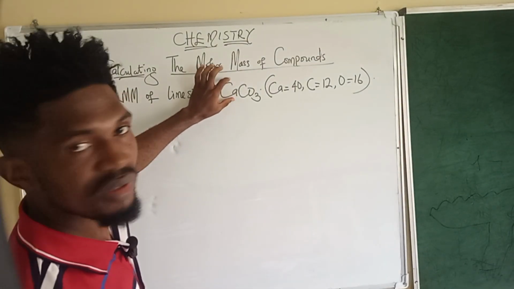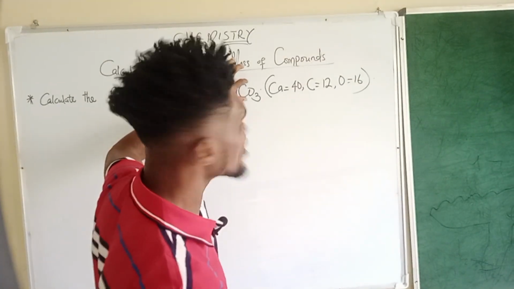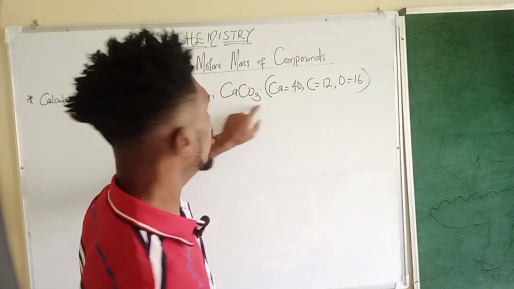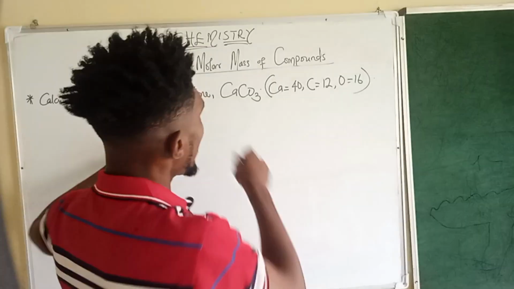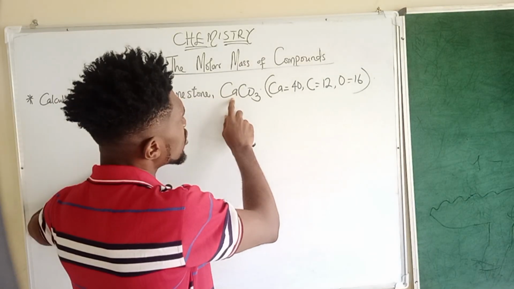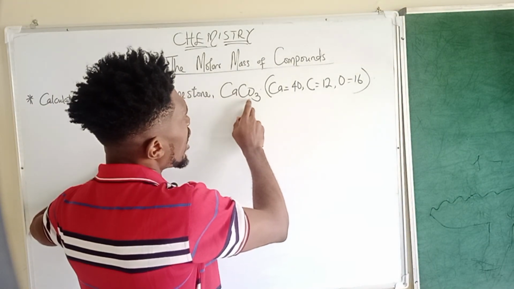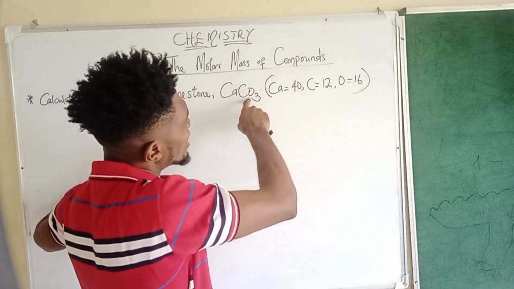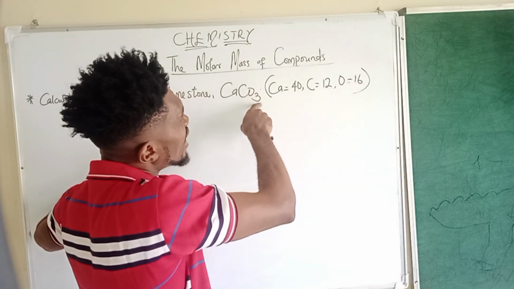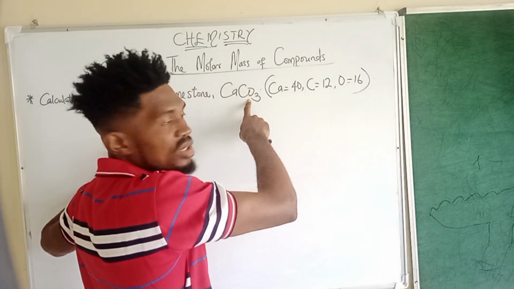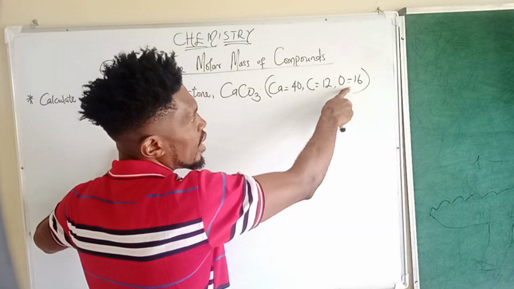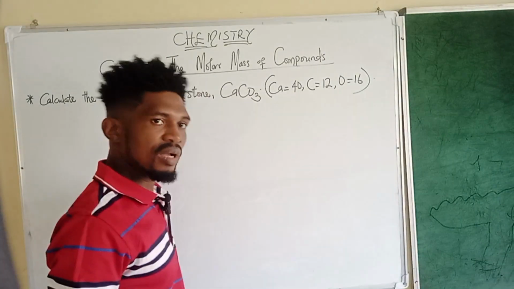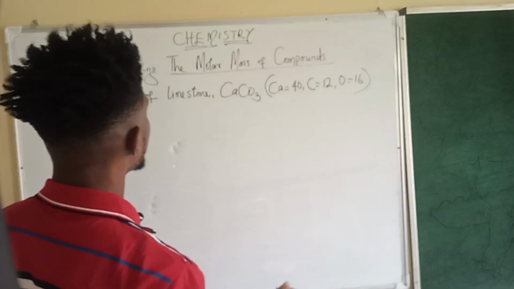You add up the masses of the constituent elements that make up the compound. That is, you add up the masses of calcium, carbon, and oxygen. But in this case, you can see that there are 3 atoms of oxygen, so you have to multiply by 16. Let's solve so that you'll be able to understand better.